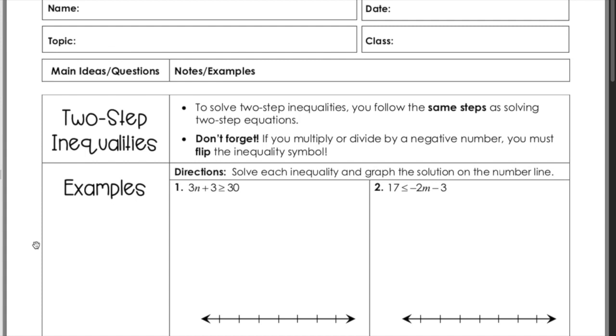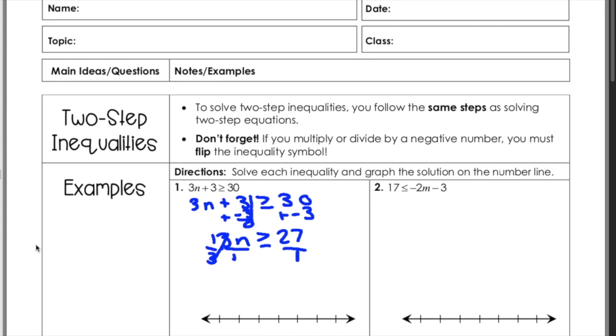We have 3n plus 3 is greater than or equal to 30. So my first step, we're just going to rewrite this right here. 3n plus 3 is greater than or equal to 30. My first step is to get rid of the 3 that's being added. So I add negative 3, that's 0, add negative 3, and now I have 3n is greater than or equal to 27. Multiply by the reciprocal, that cancels out, 1 over 3. And then I get n is greater than or equal to 9. So that is my final solution to the inequality. n is greater than or equal to 9.